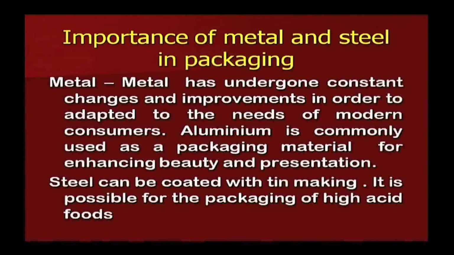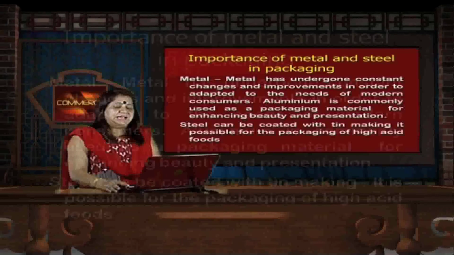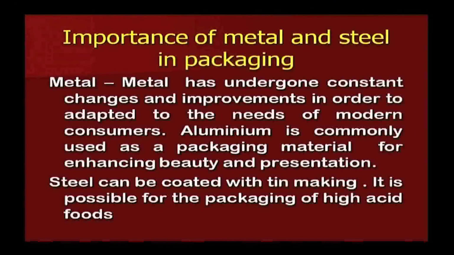Let's study the importance of metal and steel in packaging. Metal has undergone constant changes and improvements in order to adapt it to the needs of modern consumers. Aluminum is commonly used as a packaging material for enhancing beauty and presentation. Steel can be coated with tin, making it possible for the packaging of high acid foods.